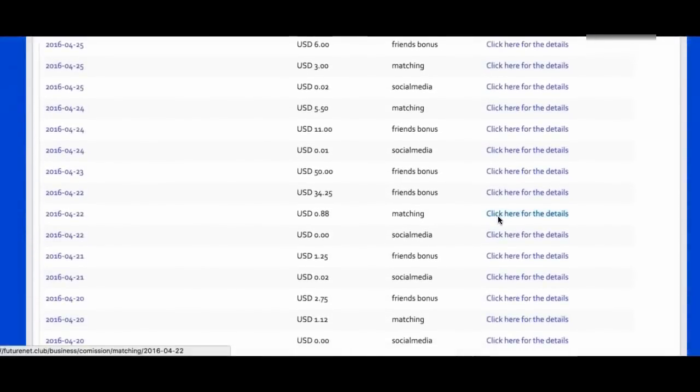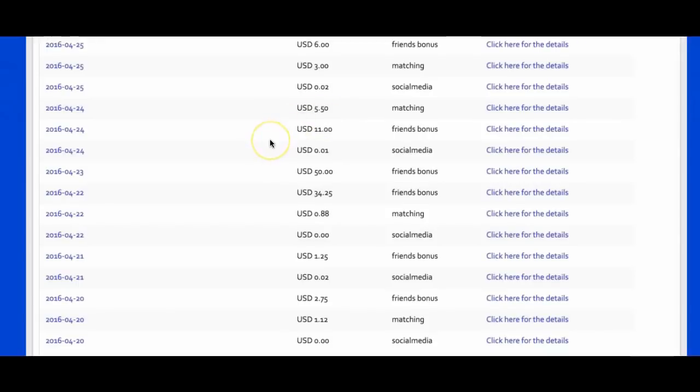Let's just scroll down here. You see friends bonuses, matching bonuses, social media bonuses. That is from using the social media platform itself. You see some different amounts on different days, etc. So guys, this is pure passive, 100% revenue coming in from the matrices on top of the ad revenue share.